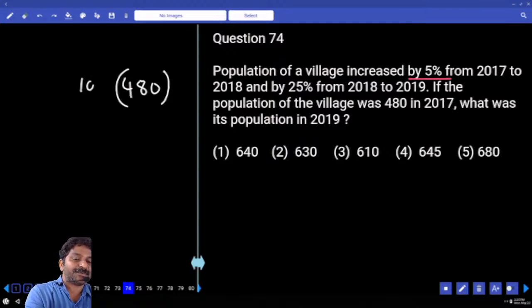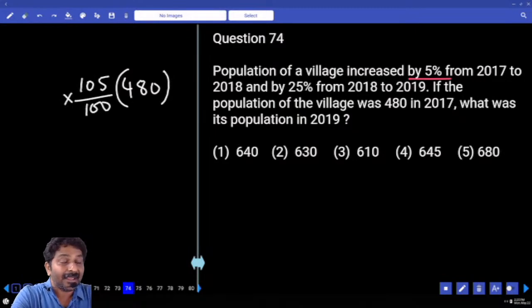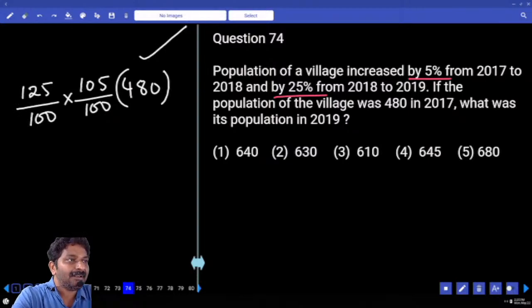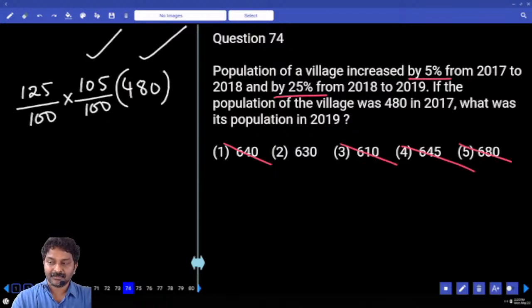Then it becomes 105%, 105 by 100. Again after one more year it increases by 25%, that means it becomes 125%, 125 by 100. 480 is 3 multiple, 105 is also 3 multiple, product must be, in the denominators do you have any 9 multiples? At least 3 multiple. Answer must be, can it be first, second, third, fourth, fifth?